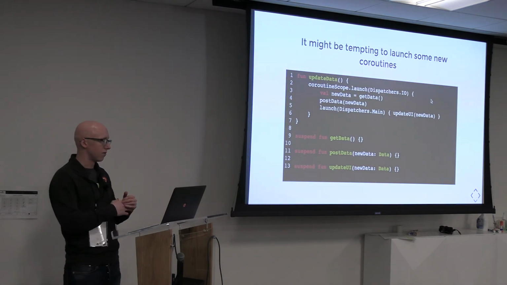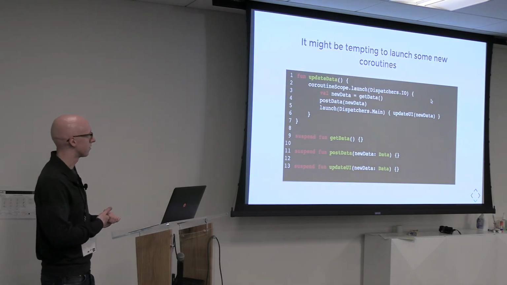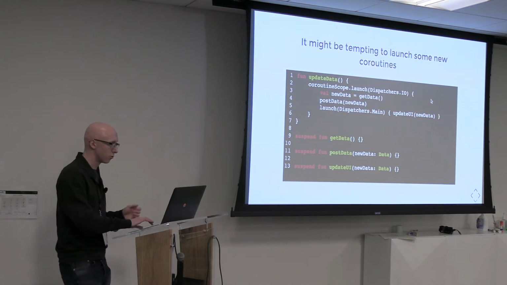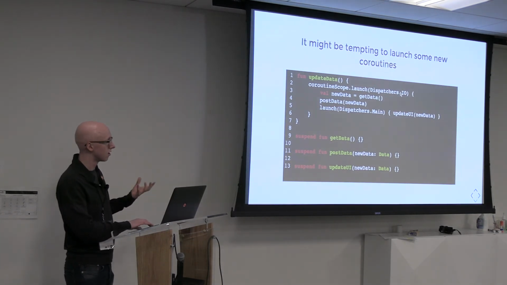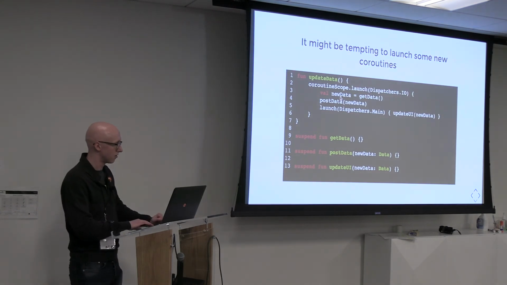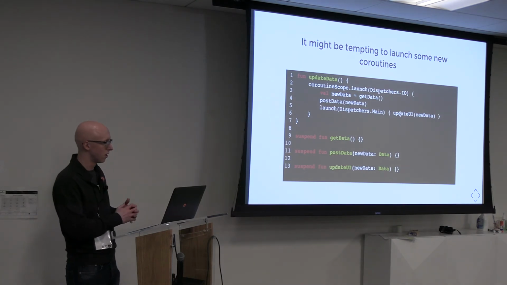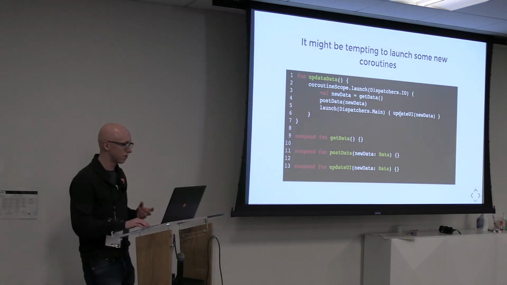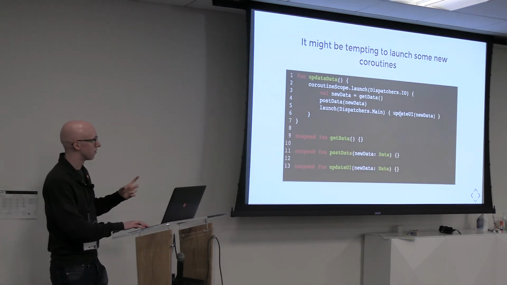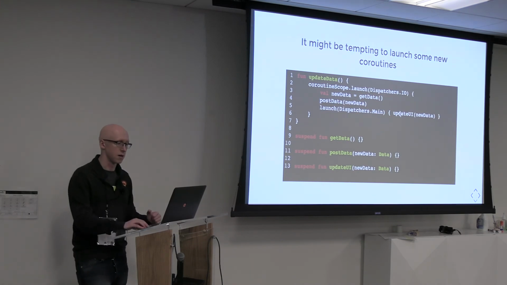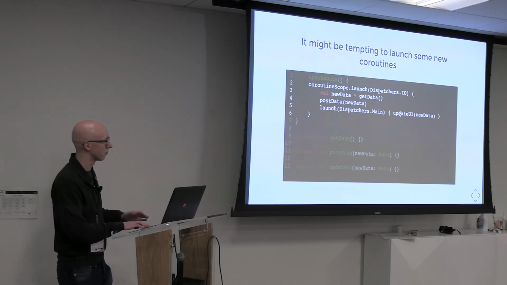So the temptation here is to just launch some new coroutines, since they're cheap to create. I don't really care when this finishes, just do it in the background, which works fine. We launch a new coroutine on the IO dispatcher, do our network calls, and then launch another coroutine on the main dispatcher to update the UI. But the issue with this is it's really hard to test. You don't know when this function is actually finished after you call it, because as soon as the first coroutine is launched, the function will return.